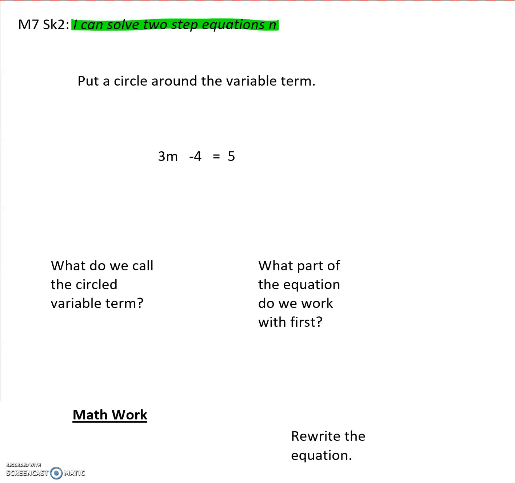The first thing I want you to do is look at this equation that we have down here, and I want you to put a circle around the term with the variable. Now think about what that means, the term with the variable. What do you think that means? Go ahead and put a circle around it now.